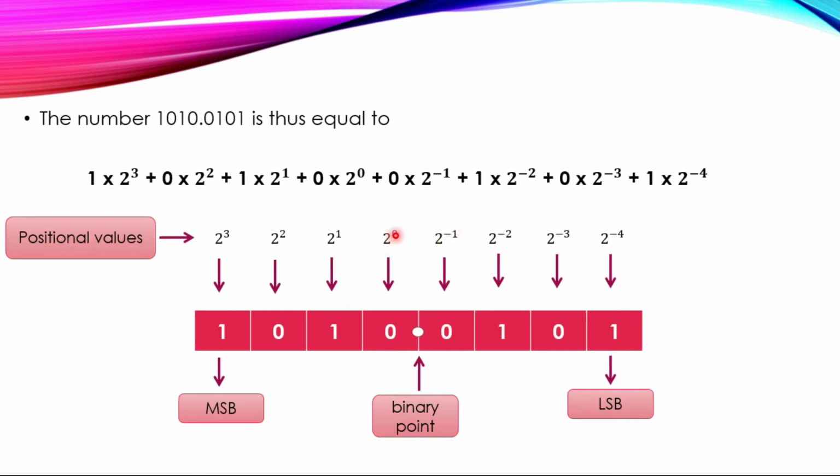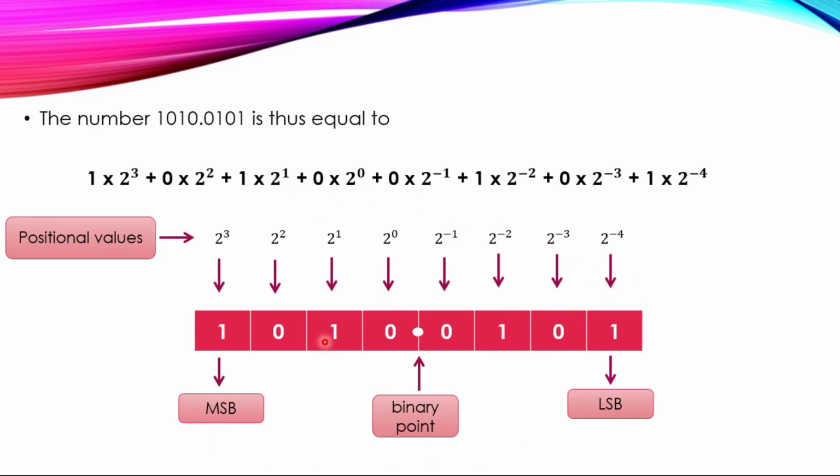So here 2 raised to 0. We are using 2 here because we are dealing with a binary number. So 2 raised to 0, 2 raised to 1, 2 raised to 2, 2 raised to 3. Similarly 2 raised to minus 1, minus 2, minus 3 and minus 4. Here we have to multiply the positional value with the digit, that is 1 into 2 raised to 3 plus 0 into 2 raised to 2 plus 1 into 2 raised to 1. Similarly, the series will continue.